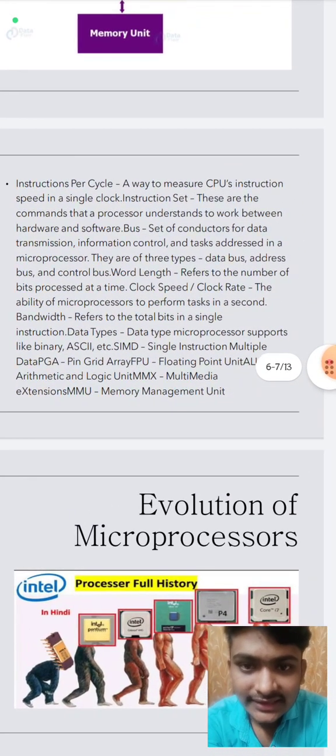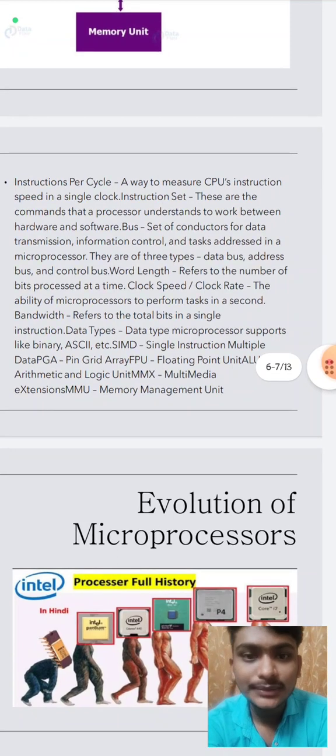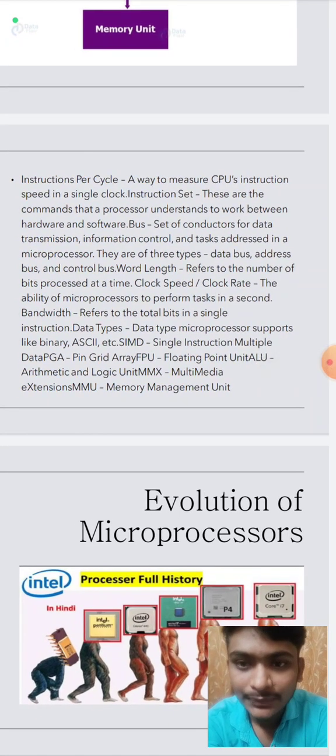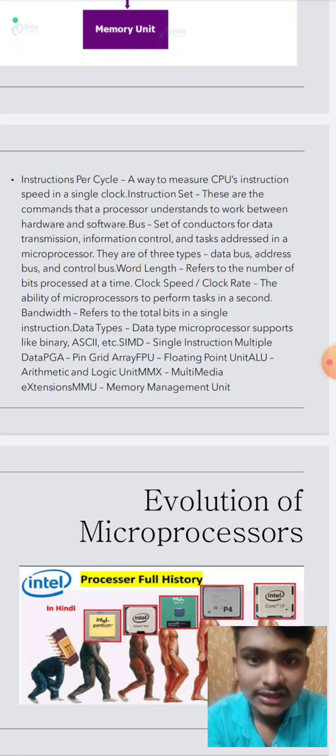Instructions per cycle is a way to measure a CPU's instruction speed in a single clock cycle. Instructions are the commands that a processor understands to work between hardware and software. A bus is a set of conductors for transmission of data, information, control, and task addresses in a microprocessor. There are three types: data bus, address bus, and control bus.